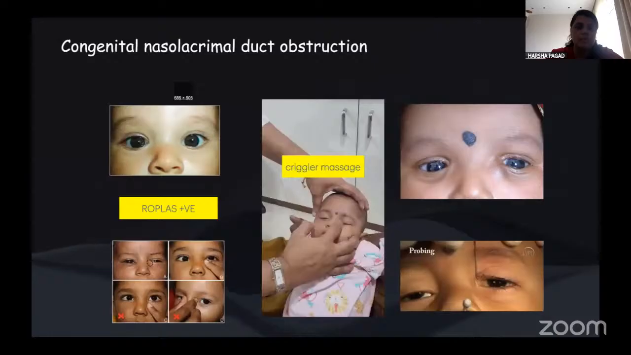Another common condition encountered in your OPD is congenital nasolacrimal duct obstruction, where the parent brings the child with a history of watering and discharge from the eye since birth. This is a procedure called the ROPLAS test. It is regurgitation on pressure over the lacrimal sac. Once you give pressure over the sac area, there is regurgitation of mucus from the punctum. Then we call it ROPLAS positive, which is suggestive of congenital nasolacrimal duct obstruction.